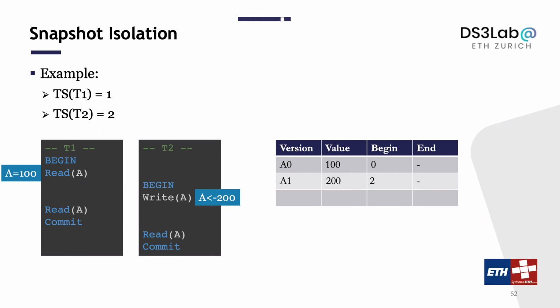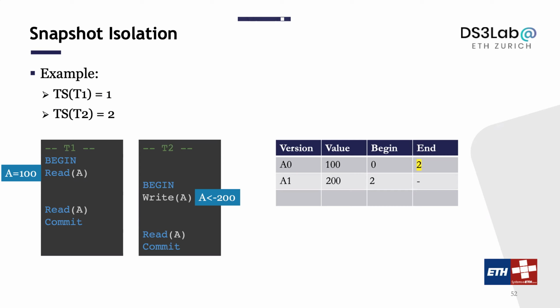But in reality, we don't want to create the real copy. So we are going to keep different versions of A to make sure whenever T1 reads and writes, it is going to be on the version A0. When T2 reads and writes, it's going to be on the version A1. So T2 wants to write. So I create a new version of the object A, put the value equal to 200, for example, and then I update the beginning and end of each version.